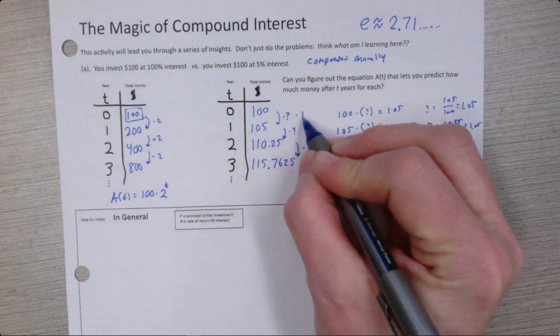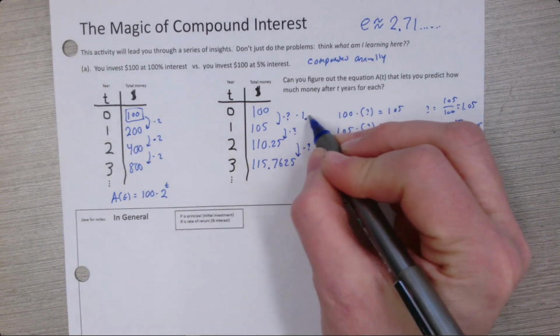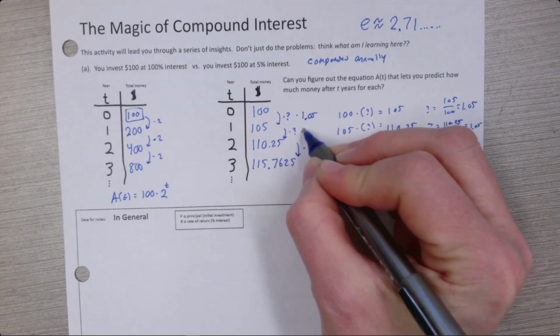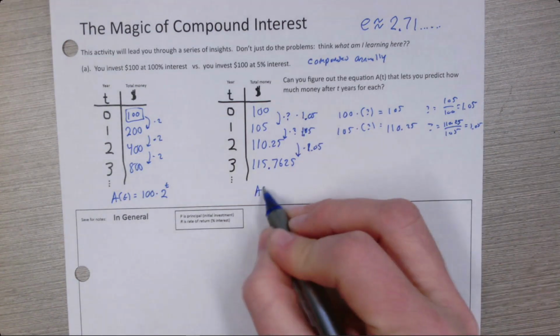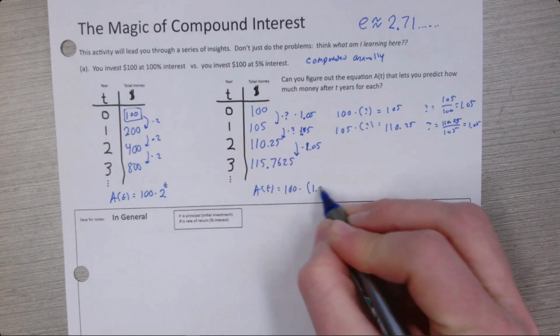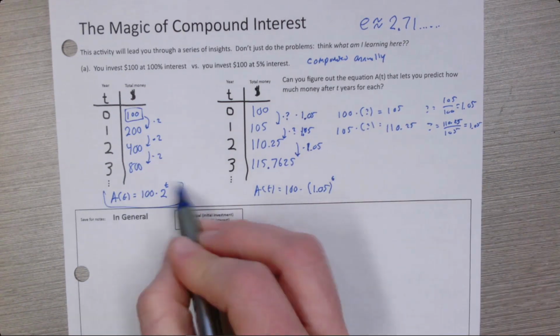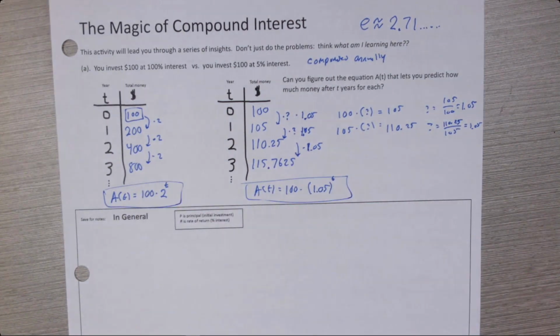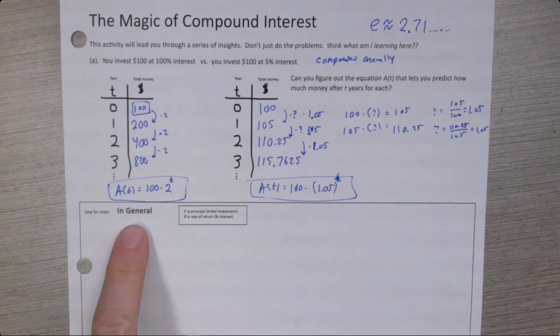So just like this case over here, we're multiplying by 2. Here we're multiplying by 1.05 every time. So I can write the equation down here in the same manner. I'll have 100, but now I'm multiplying by 1.05 to the t. Great, so we've got our two equations. And that would be cool if you figured that out on your own. Let's go ahead and do this in general now together.